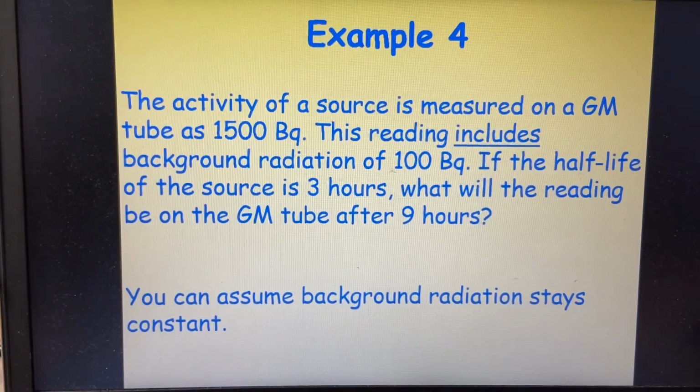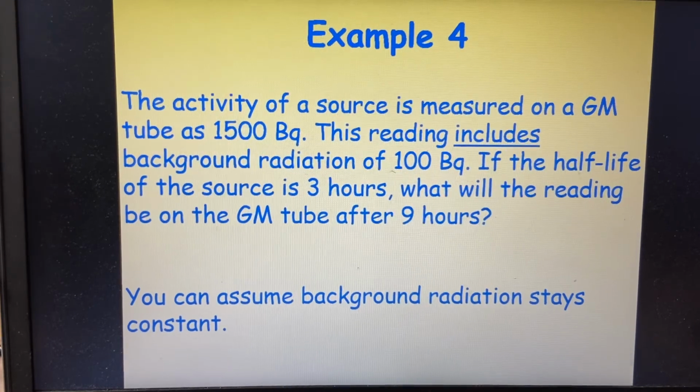The last one here is probably the most difficult one, okay? And that's because they've added in that it had a background radiation. So this again, it says activity of a source is measured on a GM, which just means Geiger-Müller tube. In the old standard grade, you had to describe what a Geiger-Müller tube was. You don't have to do that in National 5, okay? You just need to know that's what a GM is for, measuring activity of a source. The reading includes a background radiation of 100 becquerels. If the half-life of the source is 3 hours, what will the reading be on the GM tube after 9 hours? It says you can assume the background radiation will stay the same.